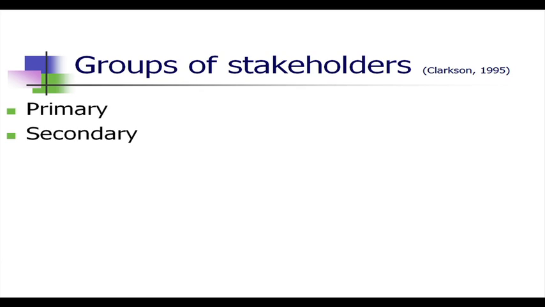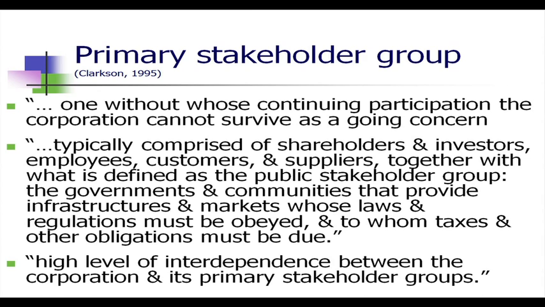Okay, groups of stakeholders. Clarkson has identified two main groups of stakeholders, the primary stakeholders and the secondary stakeholders. The primary stakeholder group is one without whose continuing participation the corporation cannot survive as a going concern.